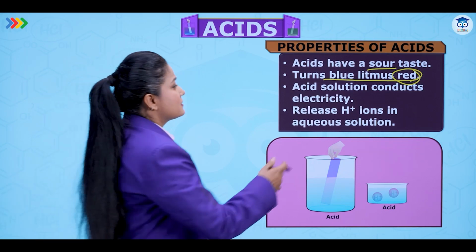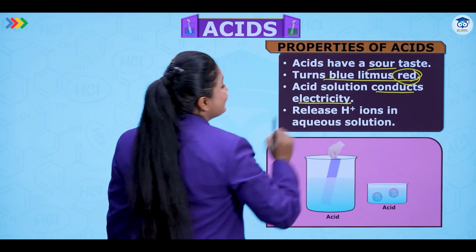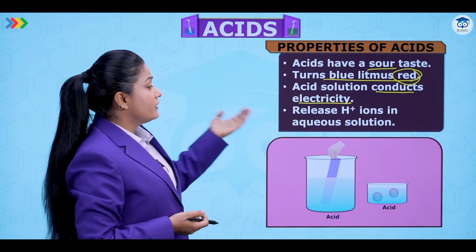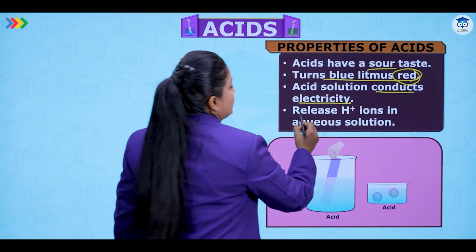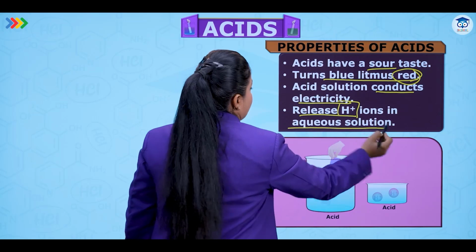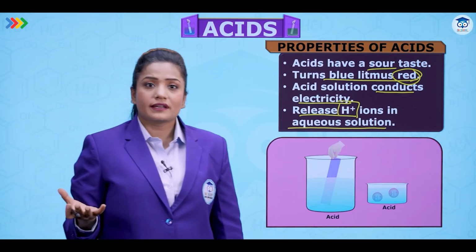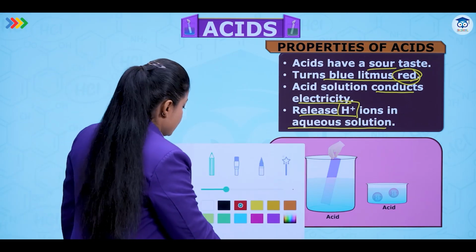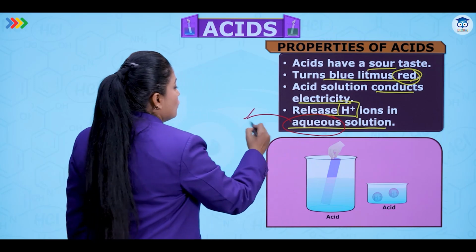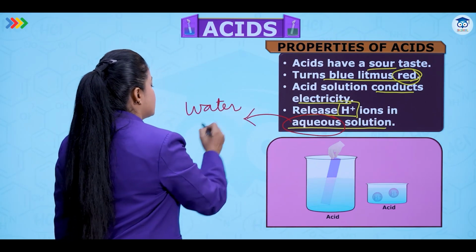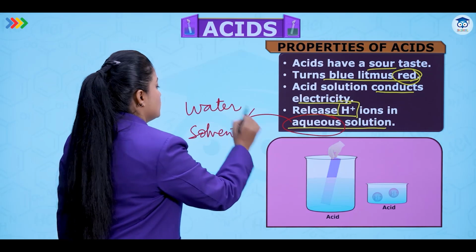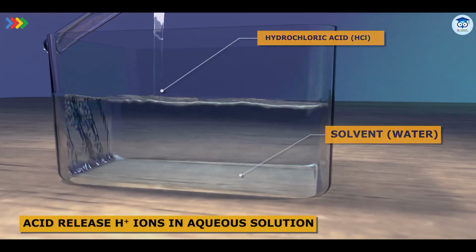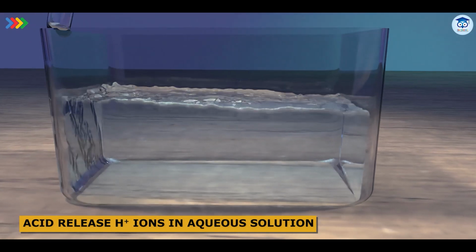And if we are adding a blue litmus, it will become red. Next, we can see that acid solution conducts electricity. Why is that so? What is the reason behind it? We'll find out in coming slides. One more thing we can observe over here is that acids release H+ ions in aqueous solution. You must have already seen what an aqueous solution is in your previous class. So, talking about an aqueous solution, it is a solution in which water is the solvent. Such a solution is called an aqueous solution. So, in water, an acid releases H+ ions that you can see over here.